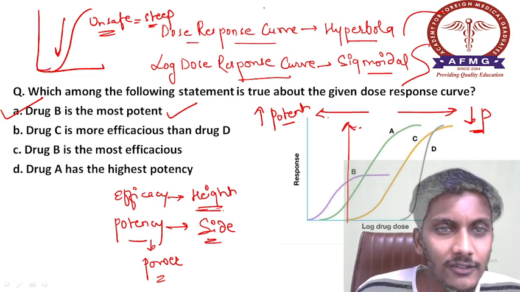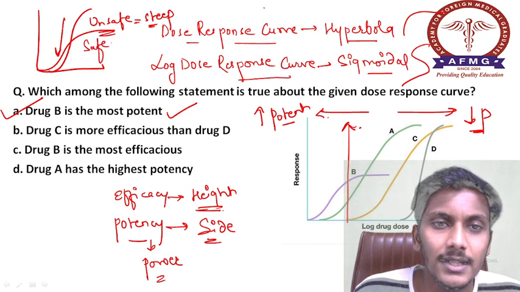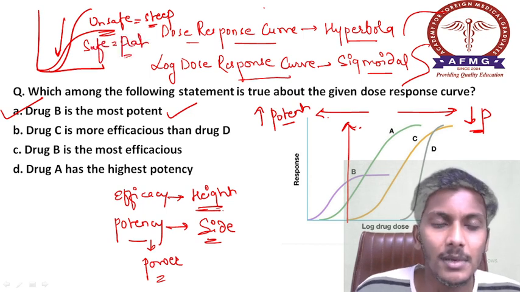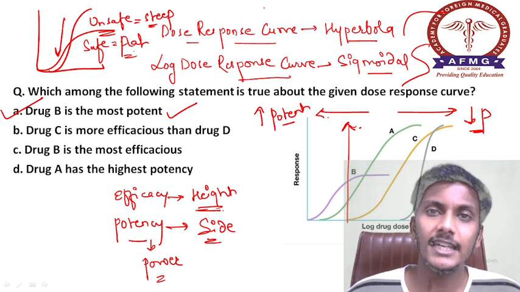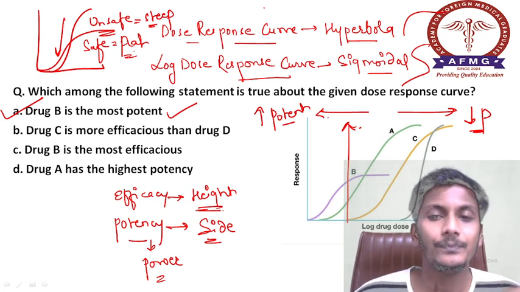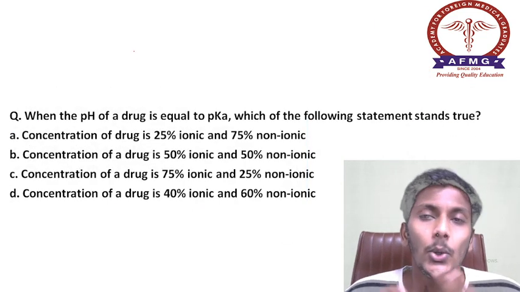But if the curve is flatter, therefore it becomes a safer drug. So please remember, steep curve unsafe drug, flat curve safer drug. Okay, याद रखना, important. Moving on to your next question, guys, and the next question is when the pH of a drug is equal to pKa.